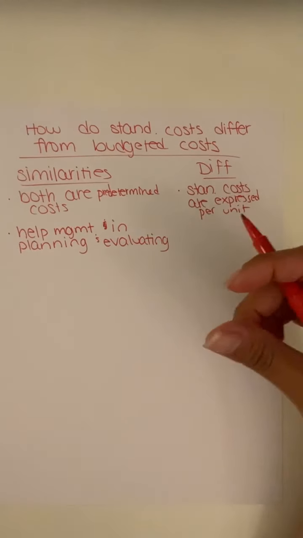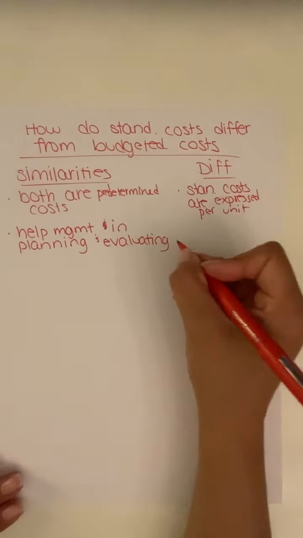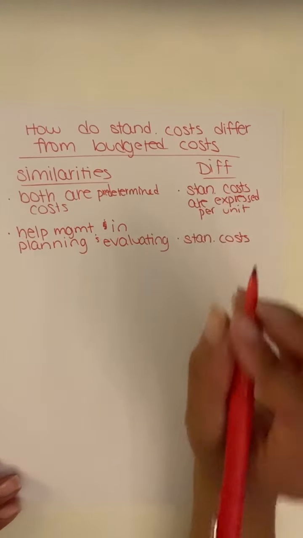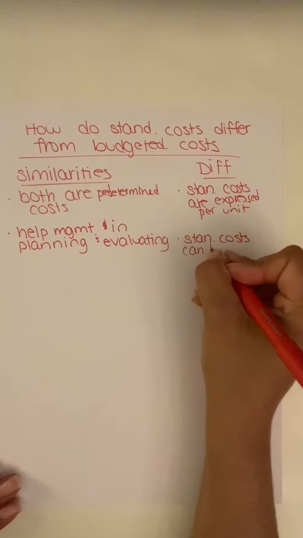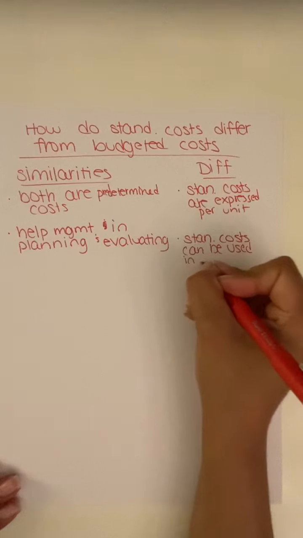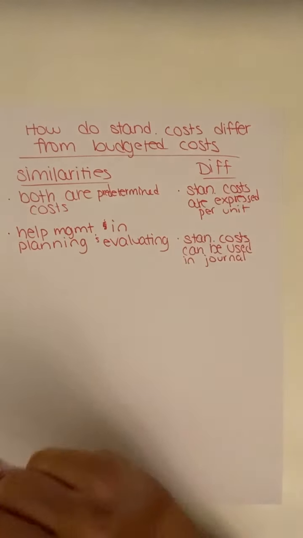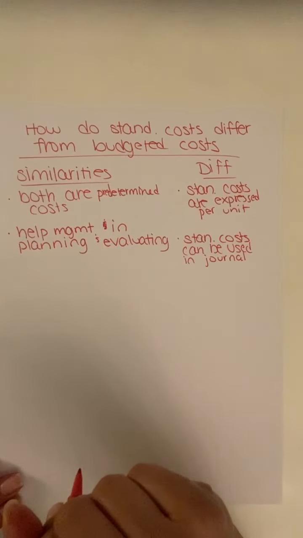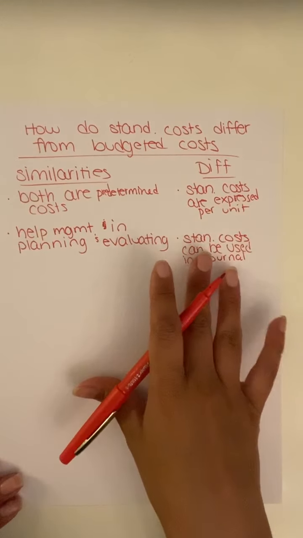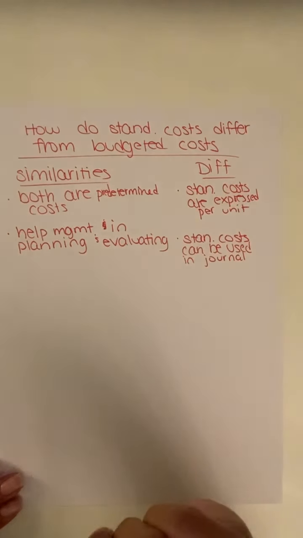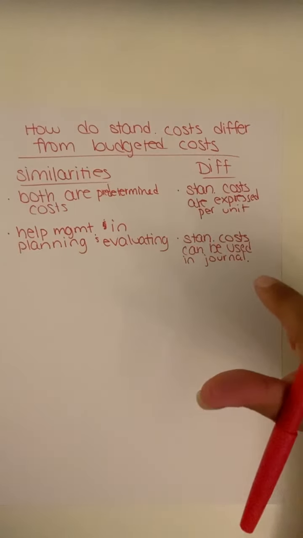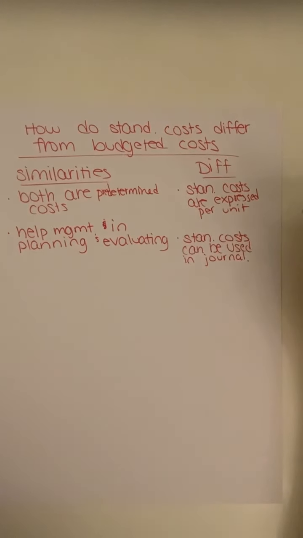Another difference, and this difference you do get into more in your later accounting classes, is that standard costs can be used in journal entries. So when we purchase direct materials, when we pay direct laborers, we can journalize in the company's general journal at the standard cost. And that is not the case with your budgeted figures, okay? And you do get into that in your intermediate series, and then you talk about the journal entries for when the actuals differ from the standards. So have fun with that in a later class.